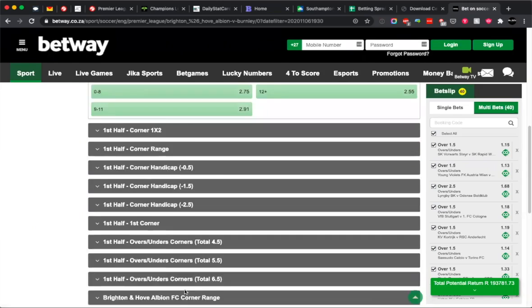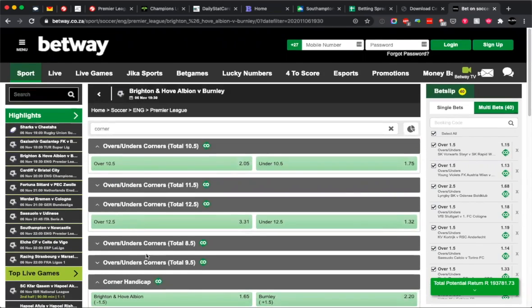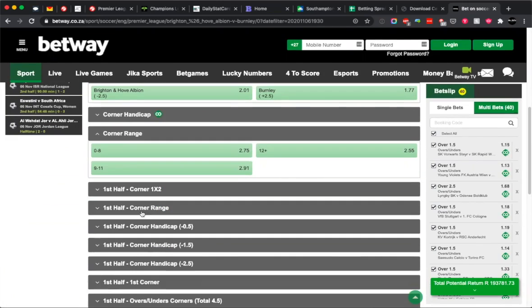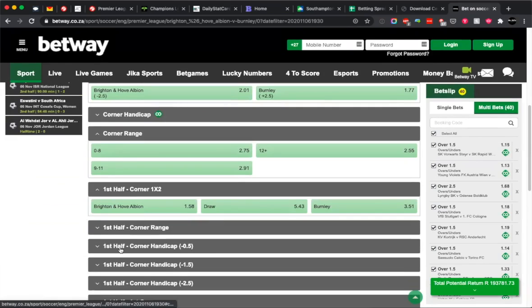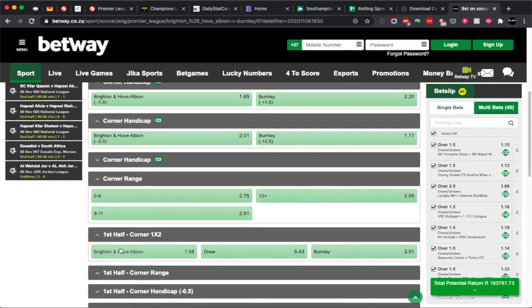I don't think they have it here anymore. They used to have the 1x2 markets, but they seem to only have it for the second half now. So the 1x2 market, it's similar to the way you predict a game, like who's going to win the game. In this case, you're just predicting who's going to have the most corners. If you're able to find it on your betting company, you can decide which team will have more corners.